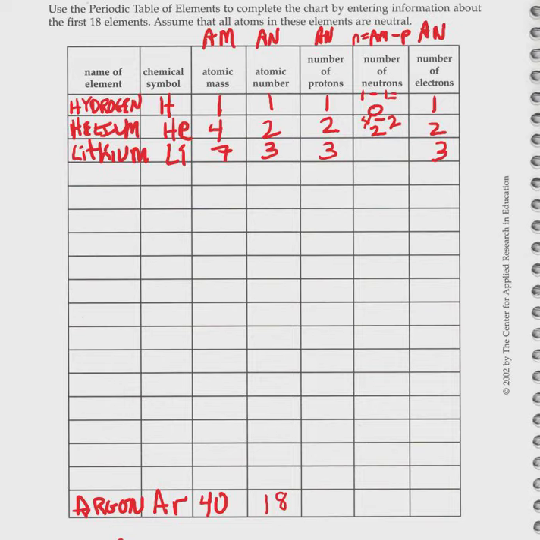So that's how you basically fill out the sheet: figure out the number of protons, figure out the number of neutrons. It's pretty simple.